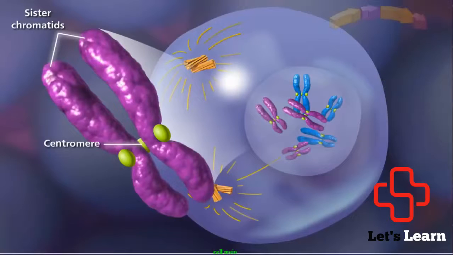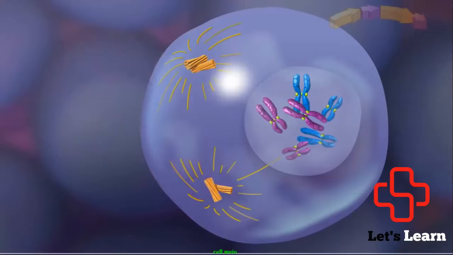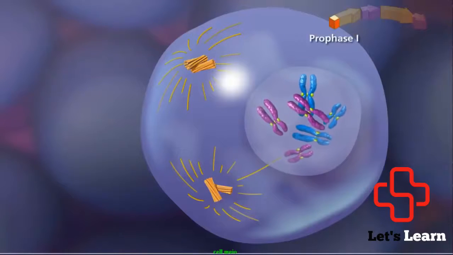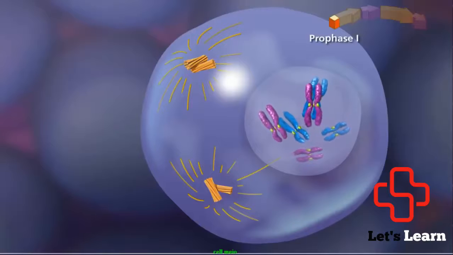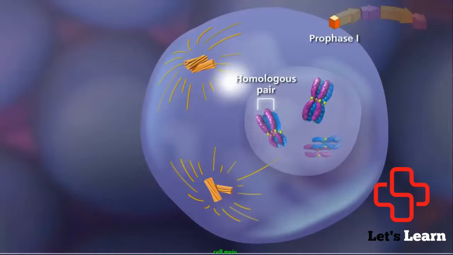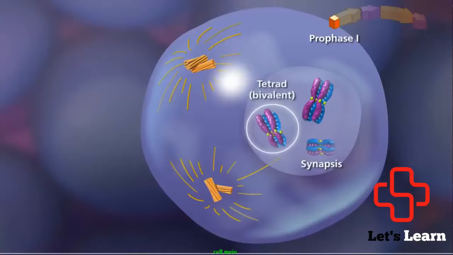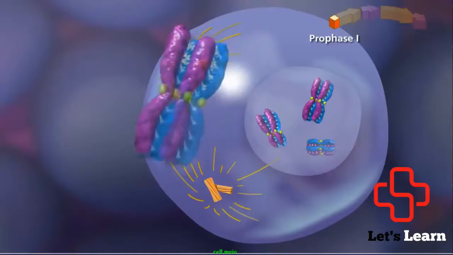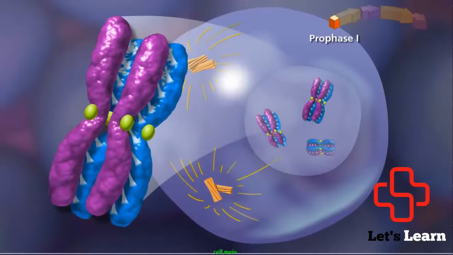Up to this point, the cell looks similar to mitosis, but 2 events occur in meiosis that do not occur in mitosis and lead to genetic diversity. The first event occurs during prophase I, when homologous pairs of sister chromatids lie side by side in a process called synapsis, forming a tetrad or bivalent. The homologous chromosomes share similar, but not necessarily identical genes. Once this structure is formed, the second event, called crossing over, can occur.